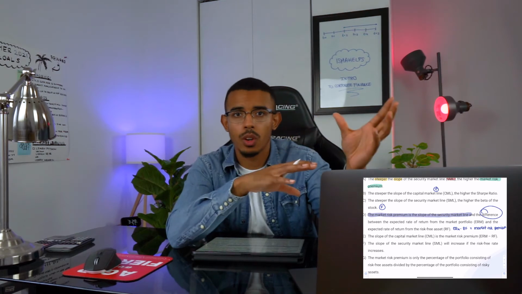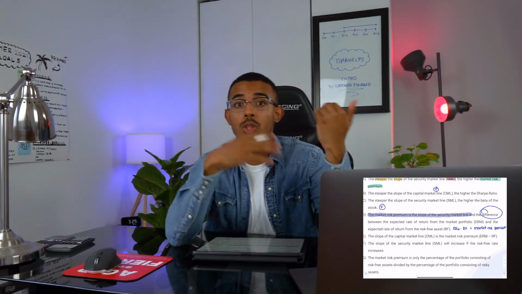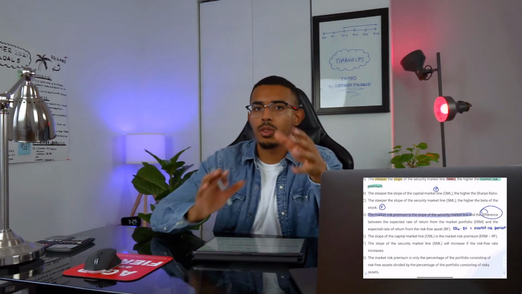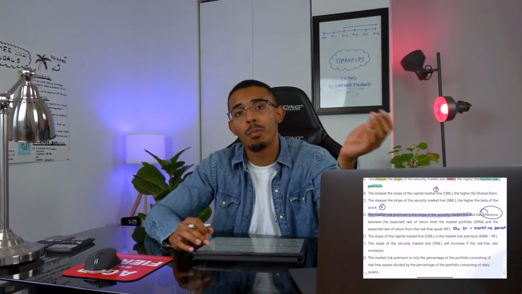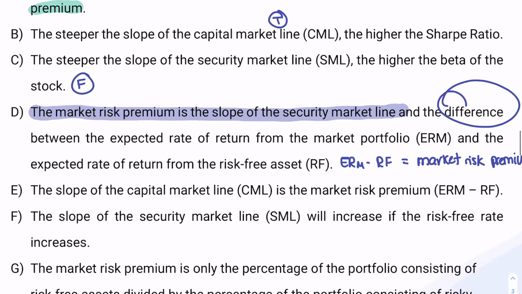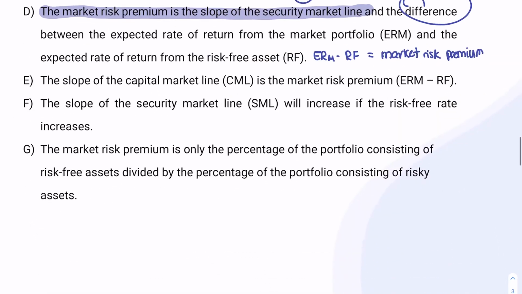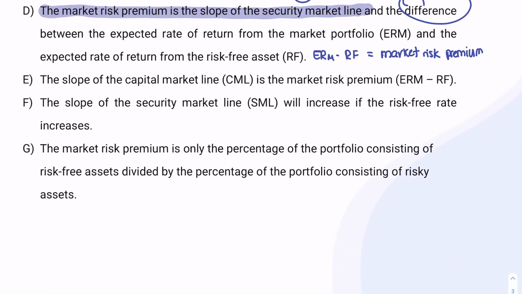Now, if we go back to our graph, that makes total sense to us because of these different parameters that are being set such that m has to be equal to our slope, and our slope in this case is equal to ERM minus RF. So in this scenario, this is true. Now we're giving you another prompt, saying that the slope of the capital market line is the market risk premium.